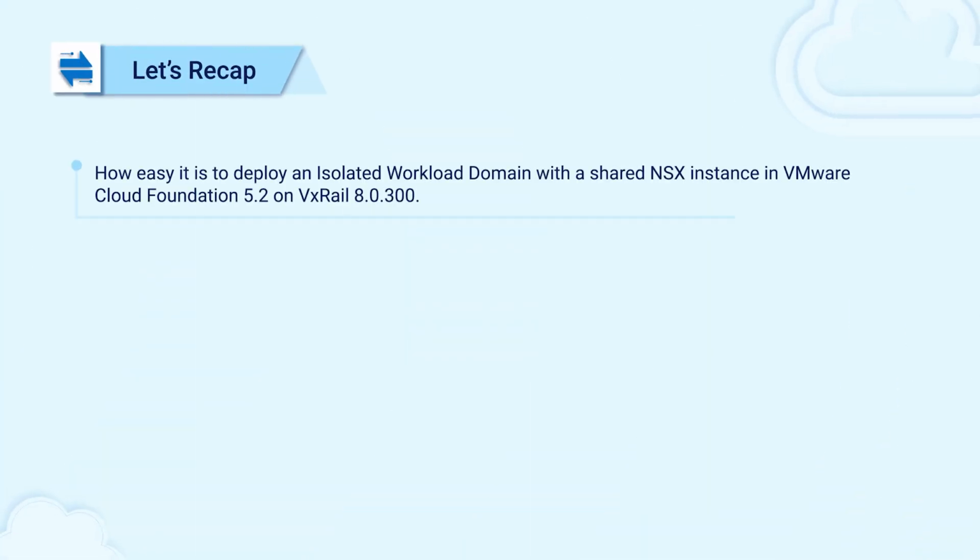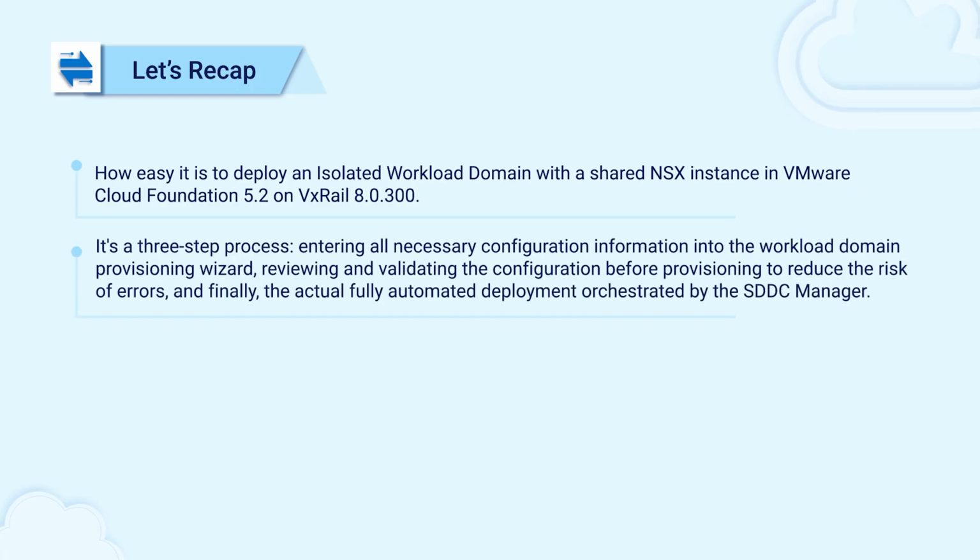You can see how easy it is to deploy an isolated workload domain with a shared NSX instance in VMware Cloud Foundation 5.2 on VxRail 8.0.300. It's a three-step process: entering all necessary configuration information into the workload domain provisioning wizard, reviewing and validating the configuration before provisioning to reduce the risk of errors, and finally, the actual fully automated deployment orchestrated by the SDDC Manager.